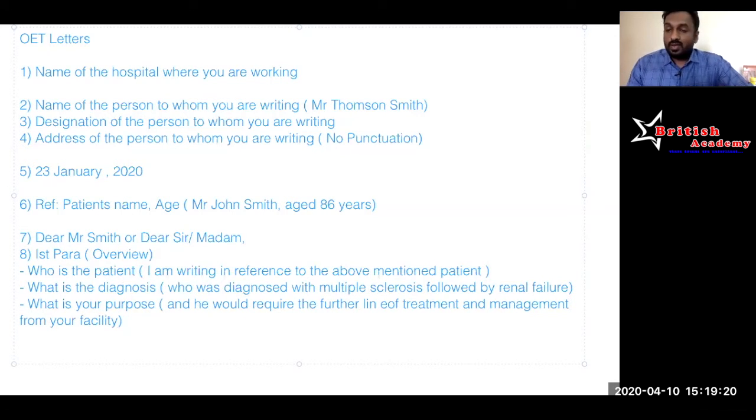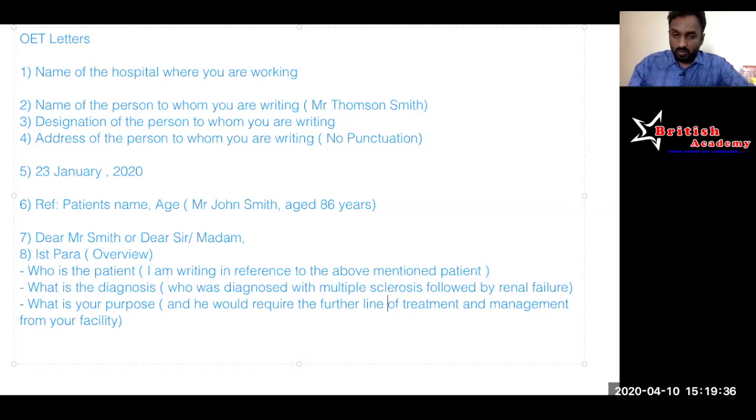And you close it. You put a full stop over here. So this is how you will write your first paragraph. If you join it together, I'm writing in reference to the above mentioned patient, comma, who was diagnosed with multiple sclerosis followed by renal failure, and you would require the further line of treatment and management from your facility.